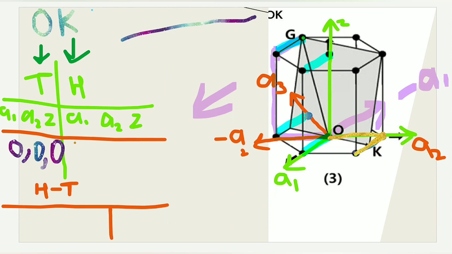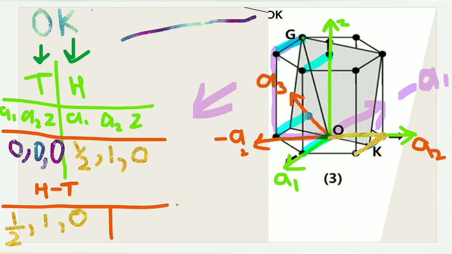So the coordinates are: along A1, we moved half. Along A2, we move 1 unit. Along A3, we do not have to move at all. Now, head minus tail coordinates. It's 1 by 2 minus 0, which is 1 by 2 again. Then 1 minus 0, which is 1, 0 minus 0, which is 0. This is the coordinates subtraction, because fraction is involved.